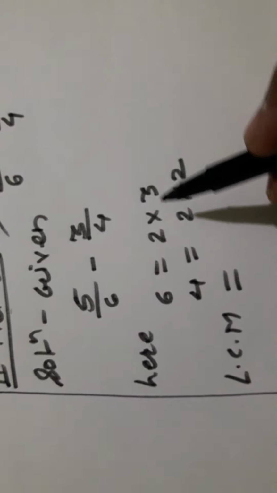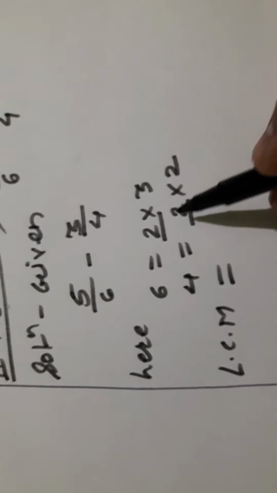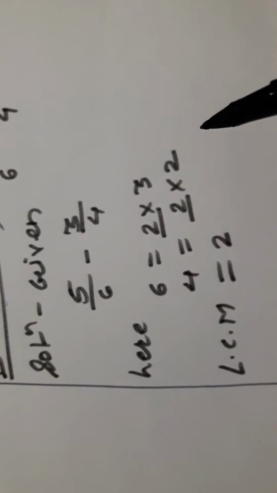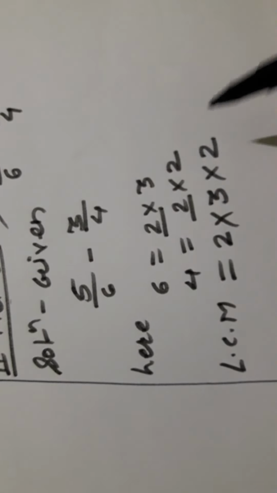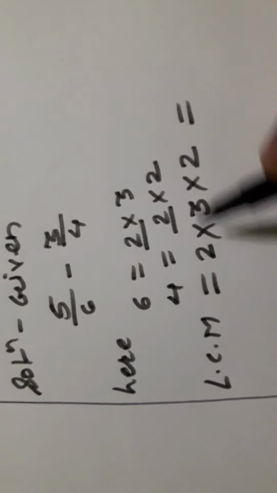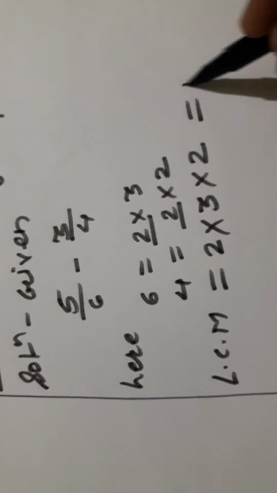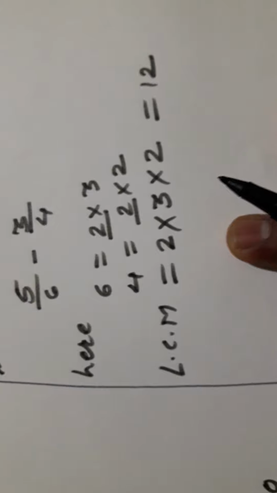What is LCM? I told you, first of all take the common factor. Which is the common one? 2 is common. Take it one time only. If it is common, take it one time, into the remaining 3 into 2. Do multiplication. 2 3s are 6, 6 2s are 12. Okay.